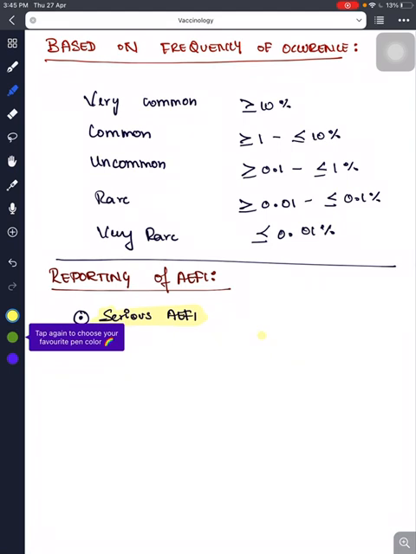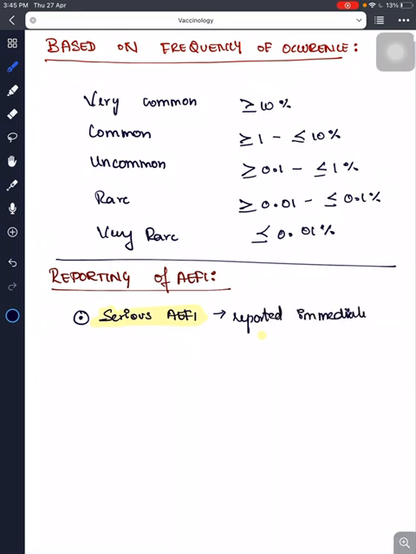So when it is a serious AEFI, how will they react? This should be reported immediately, within 24 hours, by the in-charge medical officer in the form of a case reporting format.